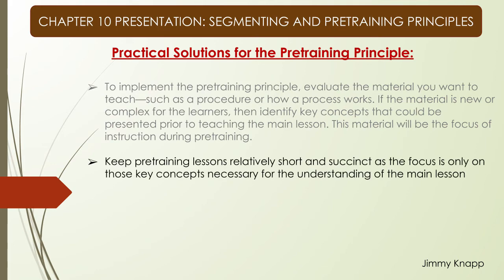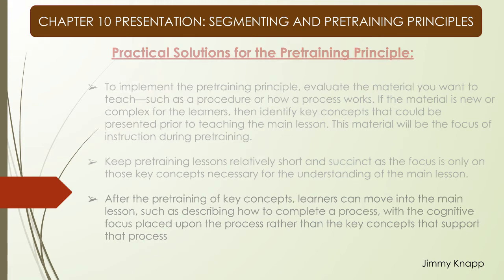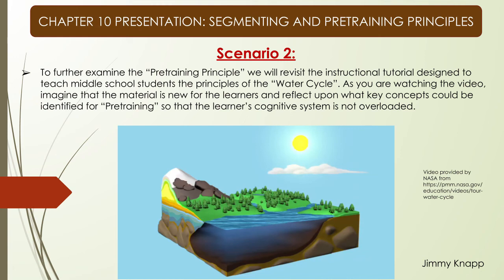Keep pre-training lessons relatively short and succinct, as the focus is only on those key concepts necessary for the understanding of the main lesson. After the pre-training of key concepts, learners can move into the main lesson, such as describing how to complete a process, with the cognitive focus placed upon the process rather than the key concepts that support that process. We can use scenario 2 to further examine the pre-training principle.